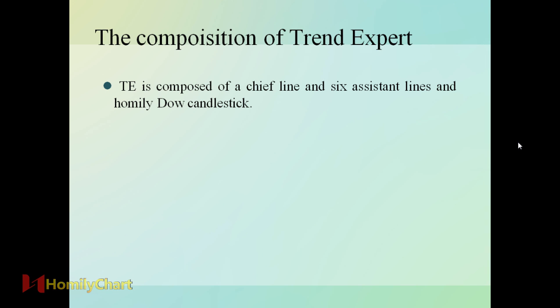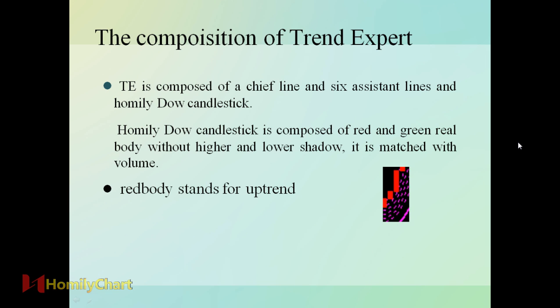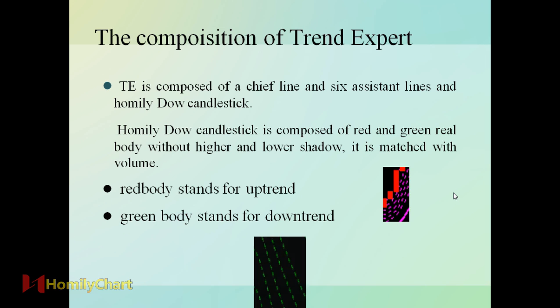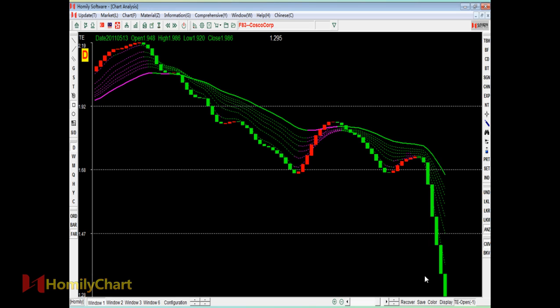Trend Expert is composed of a main line, 6 assistant lines and the Dow candlestick. The Dow candlestick is composed of red and green real bodies without higher and lower shadows. It is matched with volume. Second, the red body stands for uptrend. So we can see this is the red body, which stands for the uptrend, not for price. Okay, next one, the green body stands for downtrend. This is the green body. We know that if the price is in the green body, this is the downtrend. Okay, so we can see that.